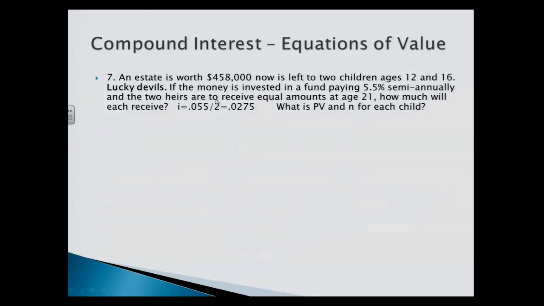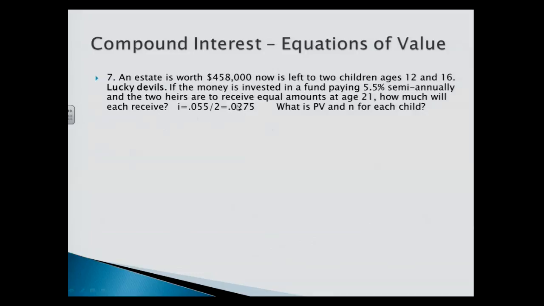An estate worth $458,000 is left to two children, ages 12 and 16. If the money is invested in a fund paying 5.5% semi-annually, and the two heirs are to receive equal amounts at 21, how much will each child receive?